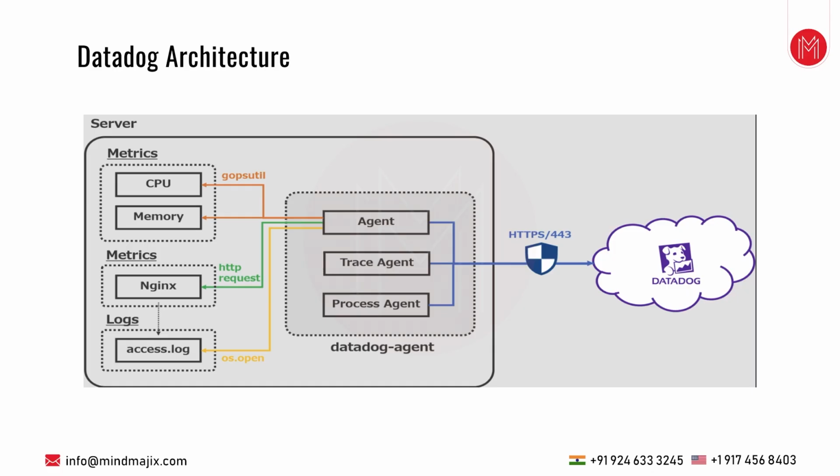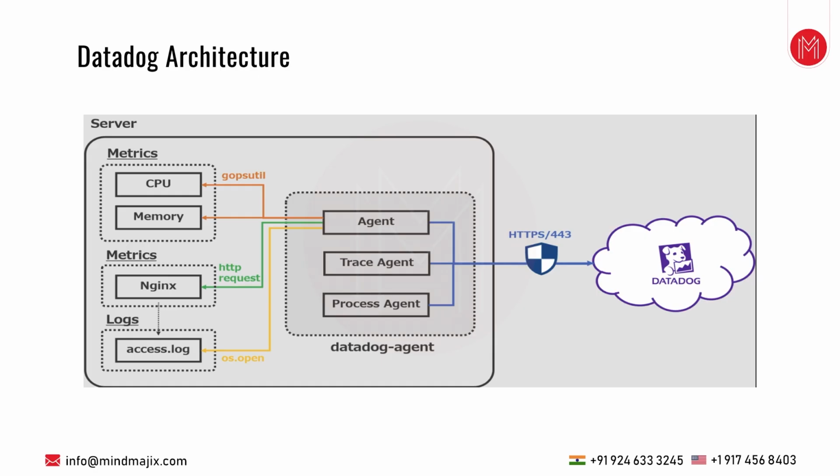The trace agent is also an optional component of Datadog that is responsible for collecting and forwarding distributed tracing data. And also you see here there's something called the process agent. It's also an optional component that is responsible for collecting and forwarding process level data that would include CPU usage, memory, open file descriptors, and many more.